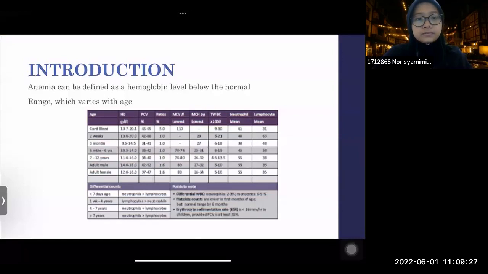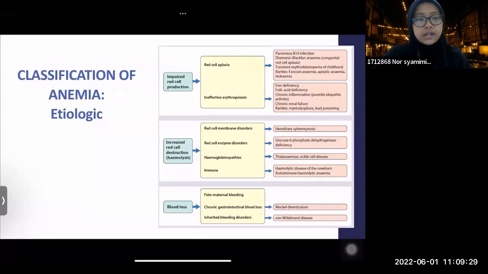Okay, next. How do we classify anemia? First is based on the etiology, or the causes of the anemia, which can be divided into 3 main causes: impaired red cell production, increased red cell destruction, or blood loss. Impaired red cell production is either due to ineffective erythropoiesis or red cell aplasia, which is a complete absence of red cell production.